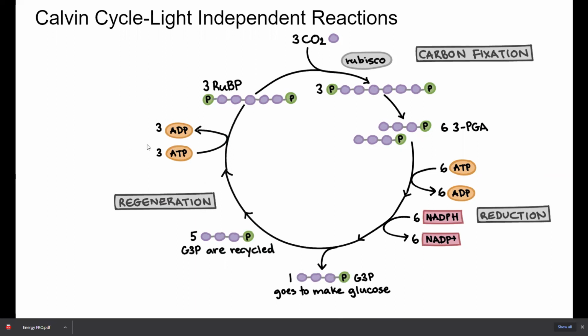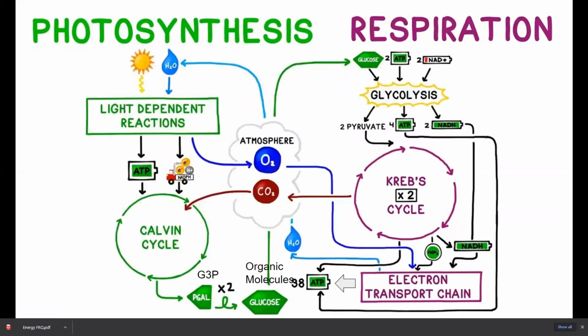And again, there's another ATP step, so you can see that 3 more ATPs need to come in order to recharge the RuBP. That is the light independent reactions. So I like this slide. It kind of ties the two together, and they really like asking questions where they are tied together.